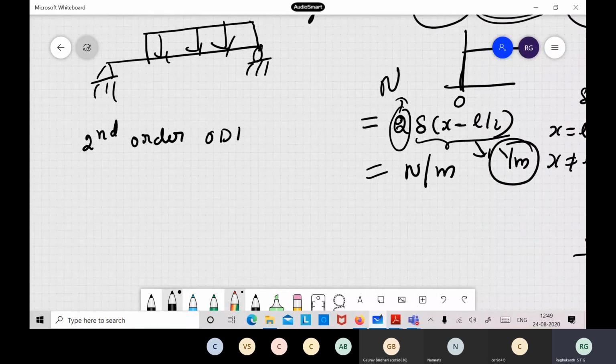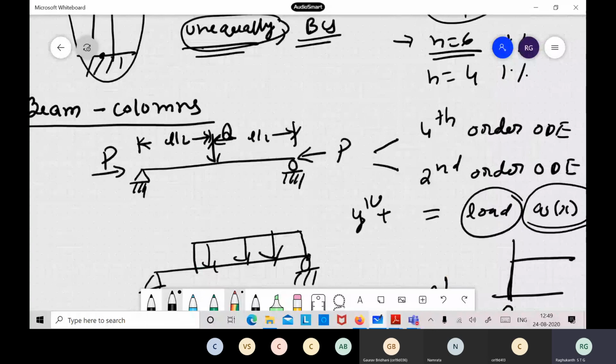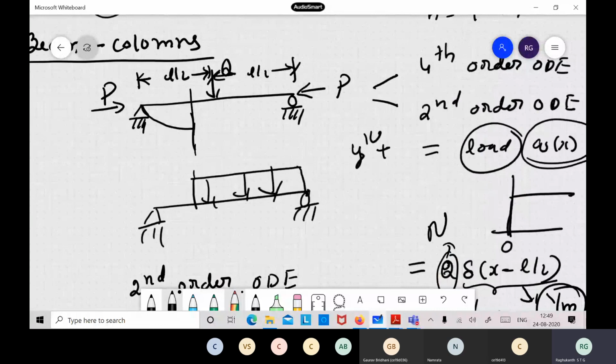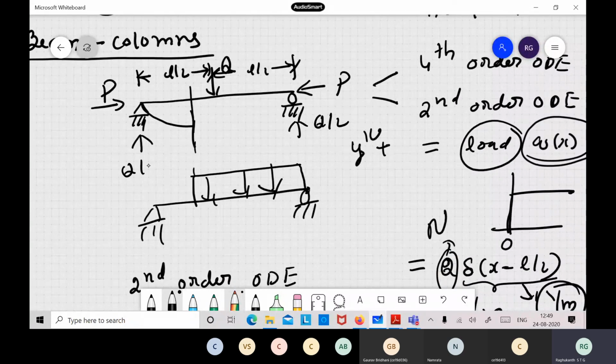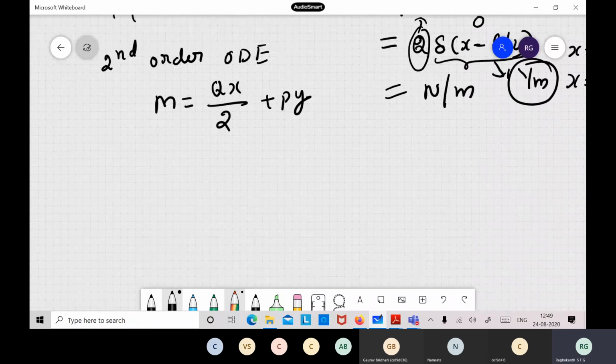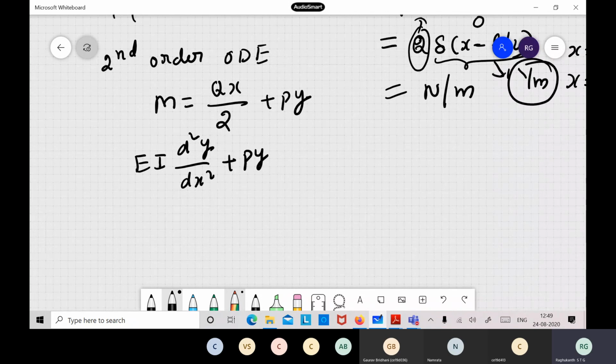Second order is much easier because already you know the bending moment diagram. So the bending moment at any portion in the beam, if you take any section, you can write easily: q by 2 you have here. So qx by 2 plus p times y kind of a thing. So this is the bending moment. This is an easy second order ODE, but if you want, you can write the fourth order also. So EI d square y by dx square plus py is equal to minus qx by 2 kind of a thing we write.